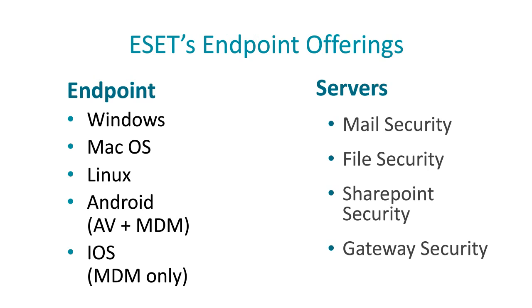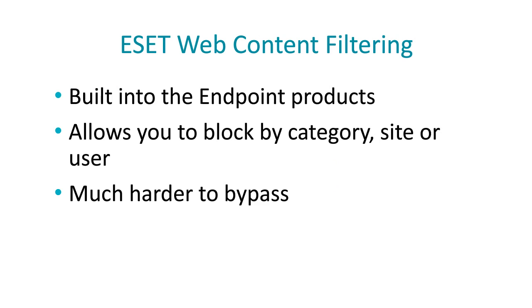Our web content filtering is done at the endpoint level. So no matter if it's a Windows or Mac or Linux device, we can block users from going to specific websites or categories of websites. And because it's done at the endpoint level, we can see what website users are going to. So it's much harder to bypass with the typical culprits of VPNs and proxies.